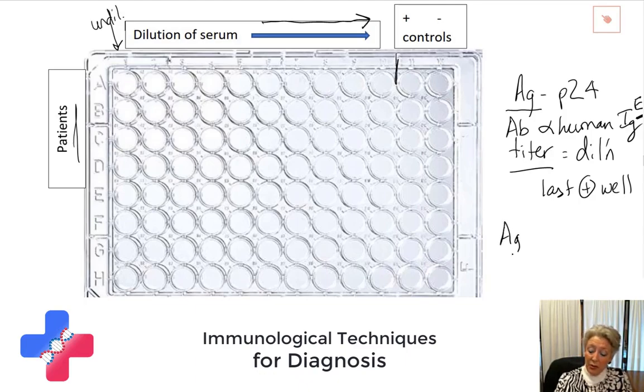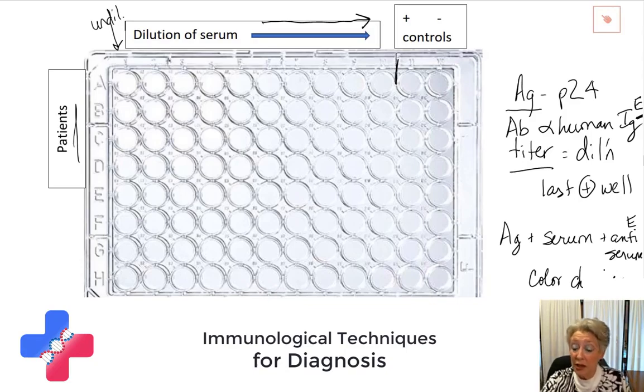The antigen that I put on first, plus the serum of the patient, plus the anti-serum with the enzyme attached. If that sandwich of antibody, antigen, and anti-antibody occurs, then I would get the color change when I added the substrate. And that's indeed what I'm going to detect by seeing which well is the last one positive.